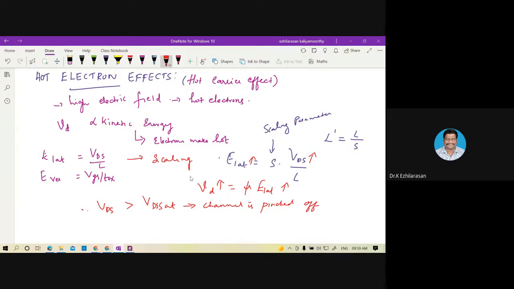When the channel is pinched off, the high energy electrons will enter into the oxide as they move from the source to the drain. If they get inside the oxide, the oxide layer will get damaged, because more and more hot electrons are passing and accumulating there. This gives rise to oxide charging that accumulates with time, degrading the device performance by increasing the threshold voltage.